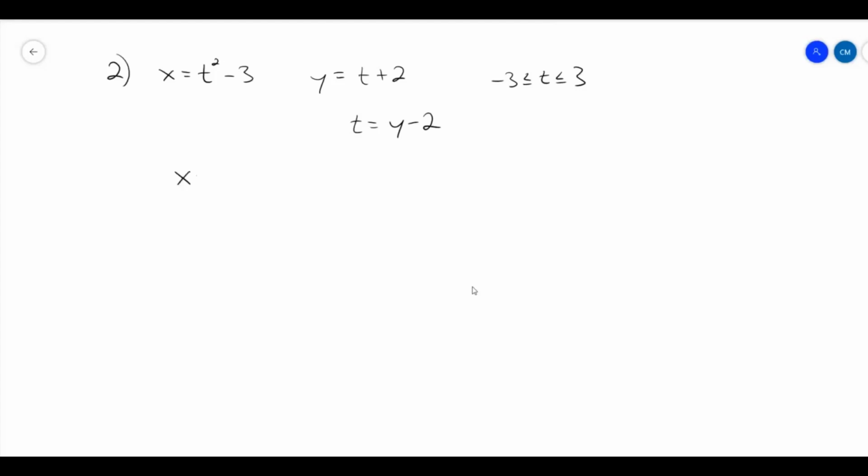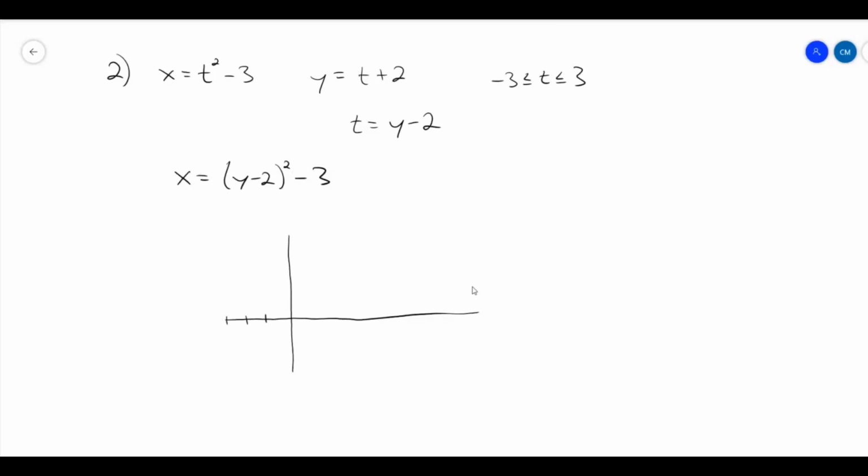So x is equal to (y minus 2) squared minus 3. Now, if you look at that equation, thinking back to your pre-calculus class, that looks like a parabola that is opening to the right, shifted. What is that minus 3 there going to do? Well, since it's an x equals, that shifts it 3 units to the left. So that's going to go 3 units to the left.